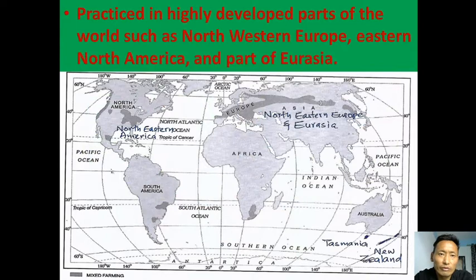Mostly this type of agriculture is practiced in highly developed parts of the world, such as northwestern Europe, northeastern America, and some of the Eurasian part. So these are the regions where people are practicing mixed farming.